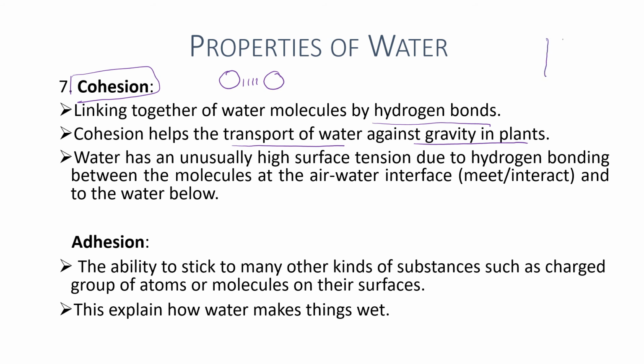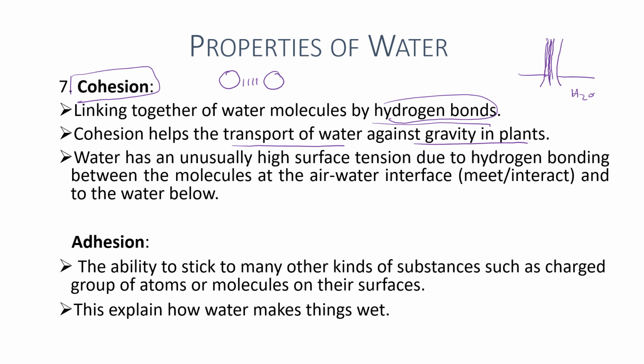So a tree or a plant can absorb water from the soil. This water from the soil can move up the tree through the xylem, because the water molecules are sticking with one another through hydrogen bonds. So that is cohesion, to form a column of water that can move up the xylem.